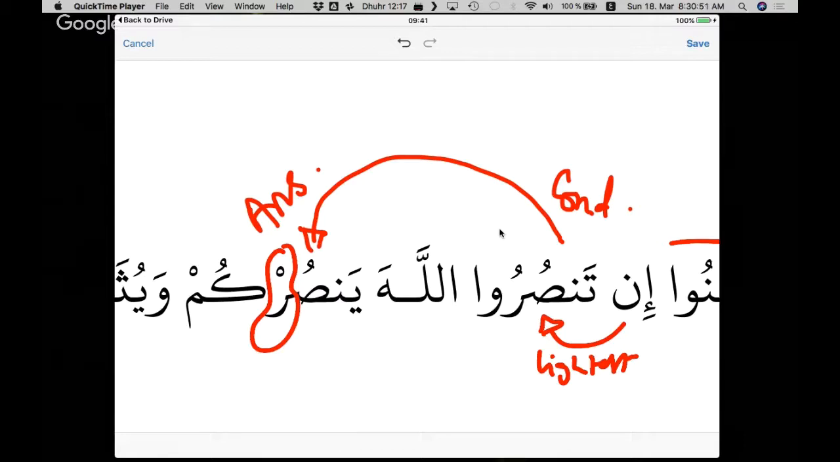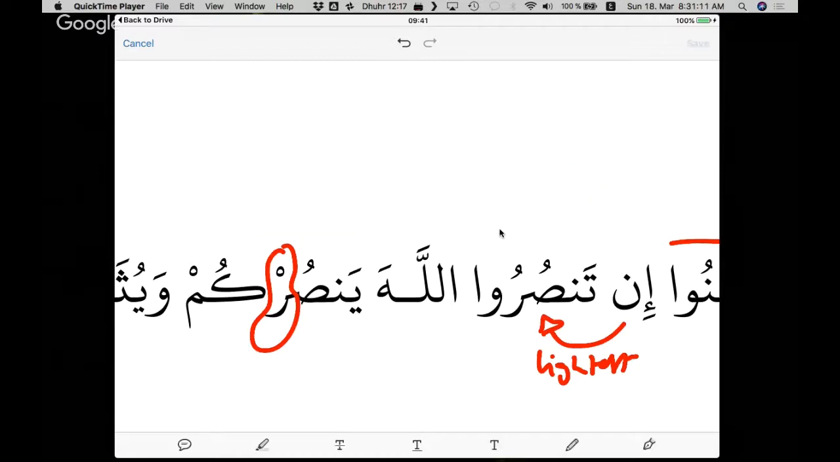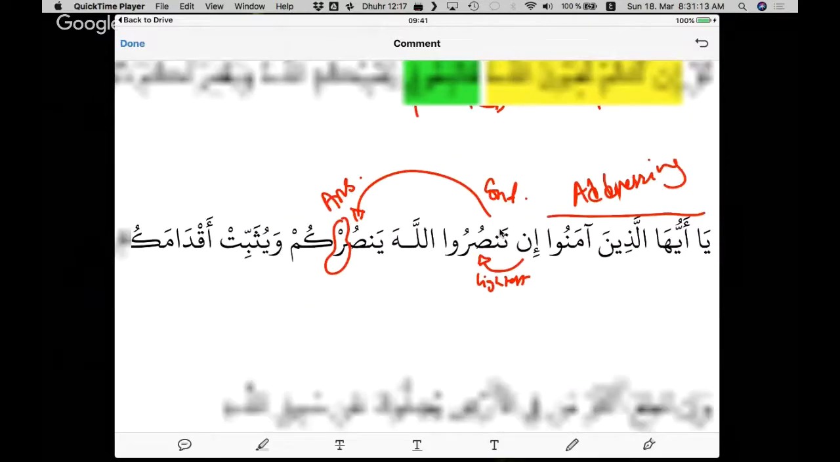Okay, sometimes there's no fa. Just like in the previous example we had fa, but in this example we don't have fa. This is something you have to imply. Okay, so you look at the condition in tansurullah. If you support Allah, yansurkum, He will support you, help you. Okay, let's look at the translation to understand this.